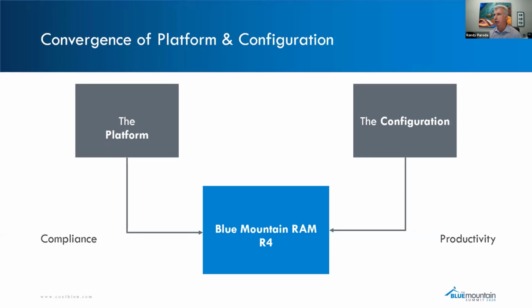Because it has very few record types defined. It has very few attributes or fields defined. It has no workflows defined. It has no queries defined or very few queries defined. It is this idea of a configuration being overlaid on the platform that is what's generating Blue Mountain RAM R4, right? It's what's putting together what you will see as the growth of R3. And Scott's going to talk about that.